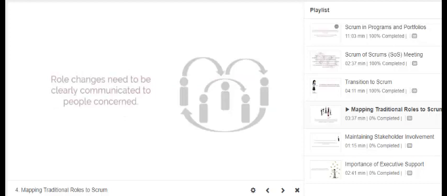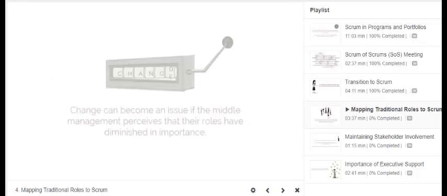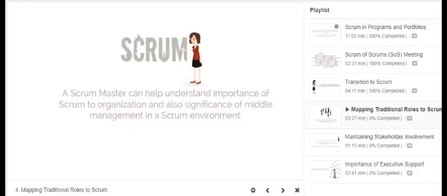Role changes need to be clearly communicated to the people concerned. Change can become an issue if the middle management perceives that their roles have diminished in importance. Yet this can be handled agreeably. A Scrum Master can help them understand the importance of Scrum to the organization and also the significance of middle management in a Scrum environment.